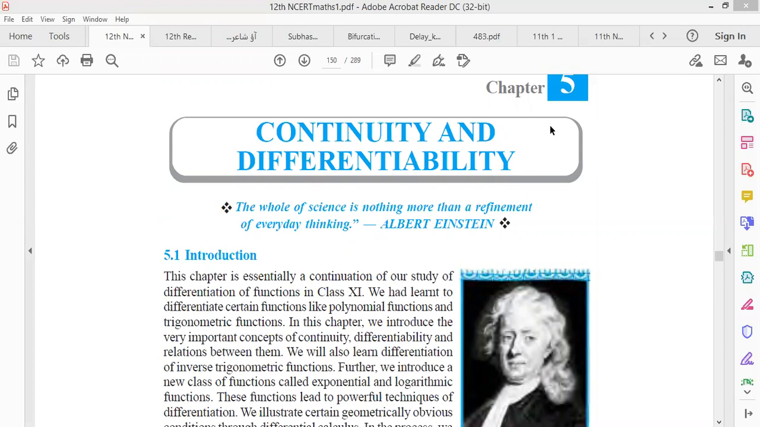Today in this class, we will be discussing the next chapter, that is continuity and differentiability. It's from the class 12th NCERT textbook.